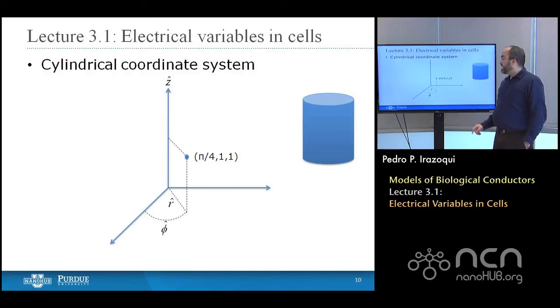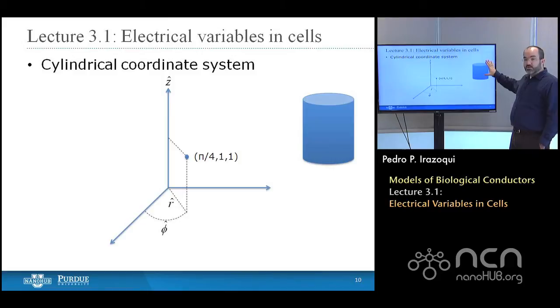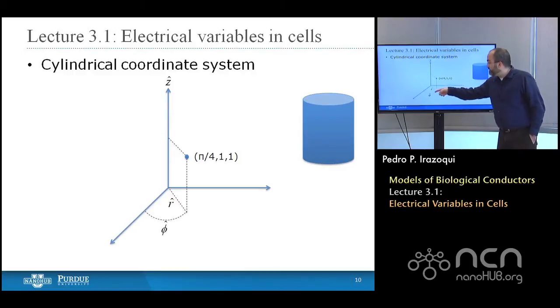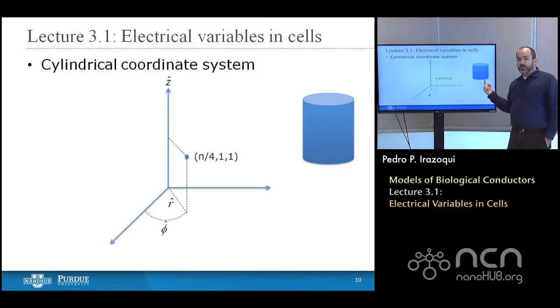It's the elevation. And this is very nice for describing a cylindrical object. Variations in phi go around the circumference of the cylinder. Variations in R move from the inside of the cylinder to the outside of the cylinder. And variations in z move along the length of the cylinder.